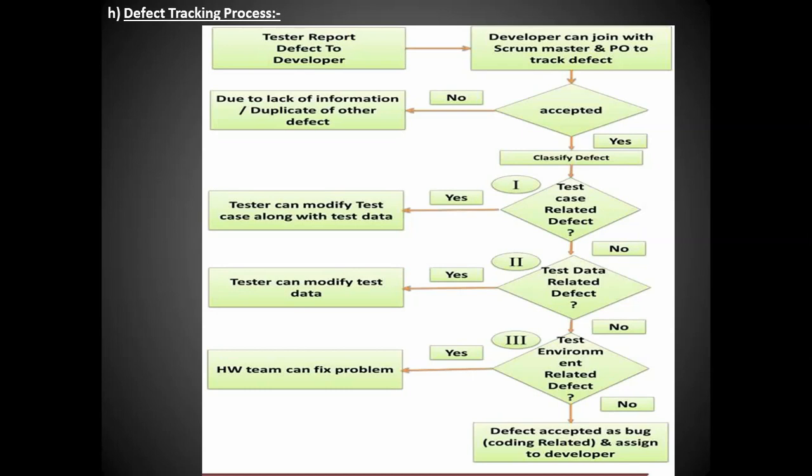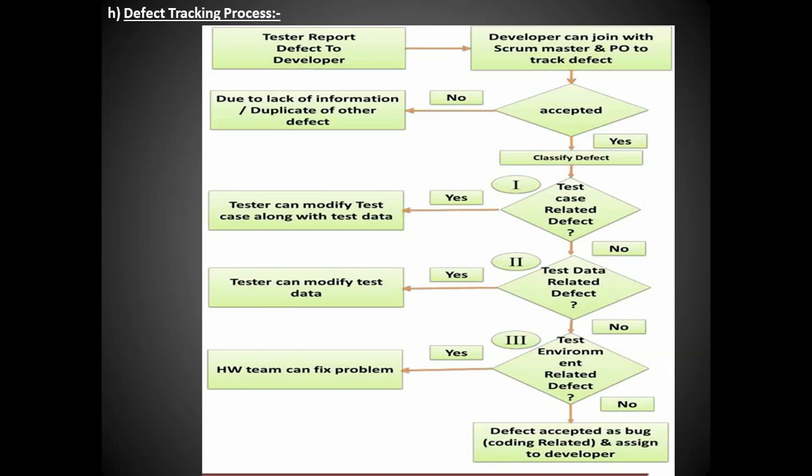Defect tracking process. Testers report the defect to the developers. The developer can join with the Scrum Master and the PO to track the defect. If it is not accepted, it is due to lack of information or being a duplicate of another defect. If it is accepted, the next step is classifying the defect.